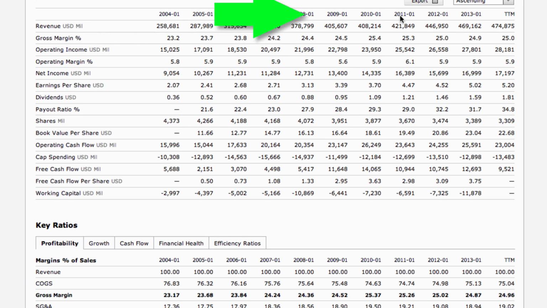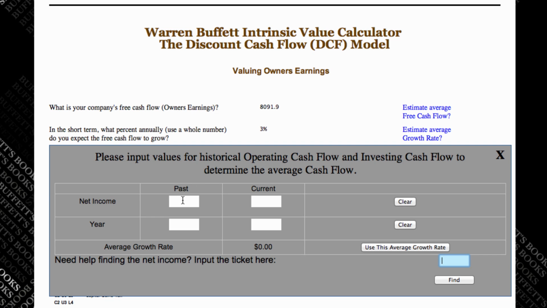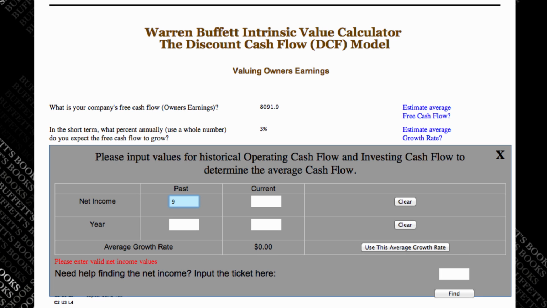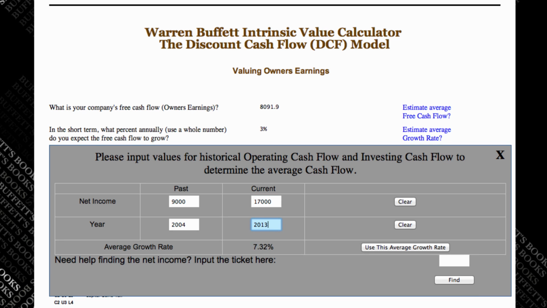It went from 2004 to 2013. So let's go back to our estimator here. And you can see how it says, what was the net income in the past? So the net income was $9 billion. So we're going to represent that by putting in 9,000 because we rounded off all the zeros. And that was in 2004. And then the current, which was in 2013, the number went to approximately $17 billion. Okay, and that was in 2013.